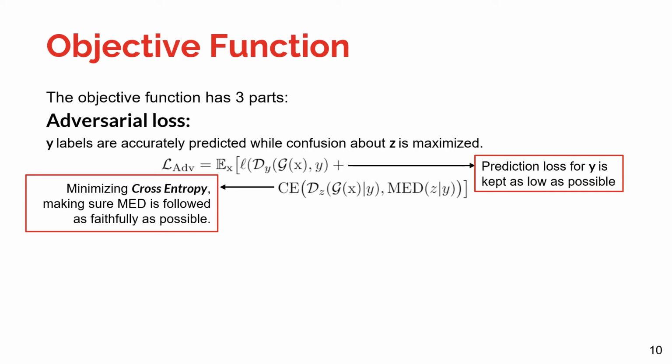So the first part, and the most important part, is where we ensure that the target labels y are predicted as accurately as possible while there is maximum confusion about z, the sensitive label. We do this by keeping the prediction loss for y as low as possible while minimizing the difference between the predicted probabilities of z and MED, the maximum entropy distribution that we discussed earlier.